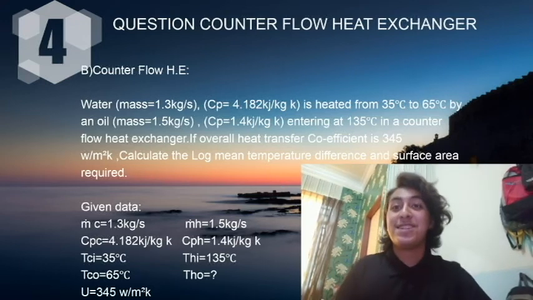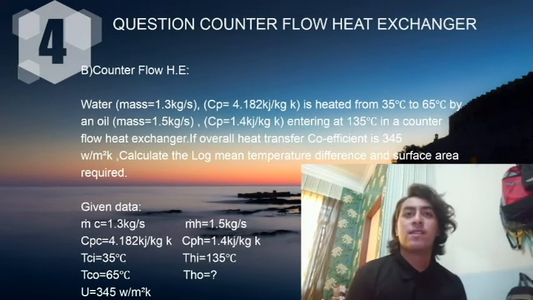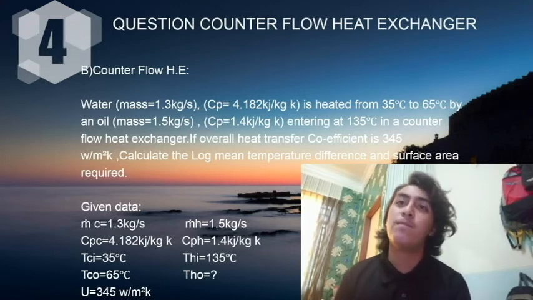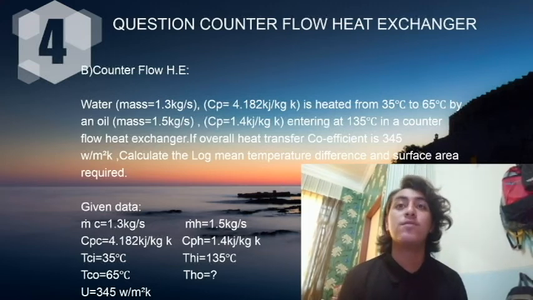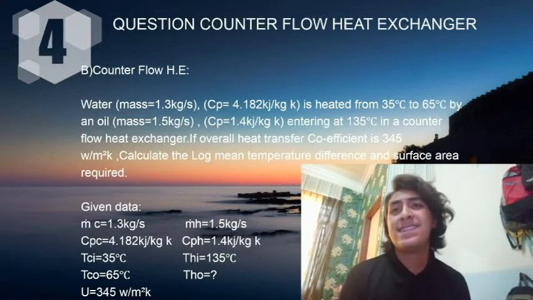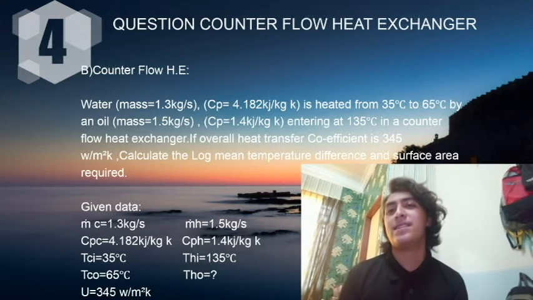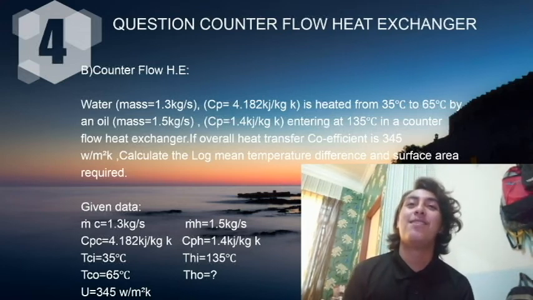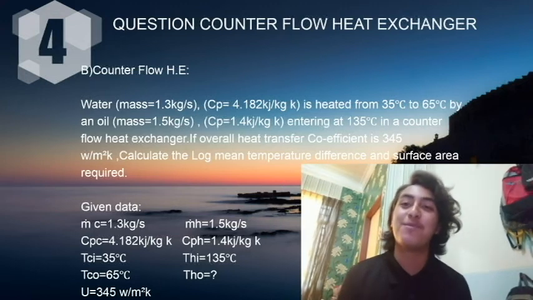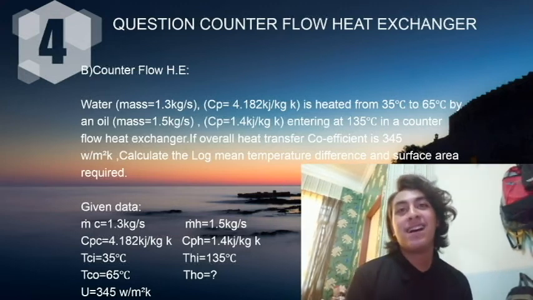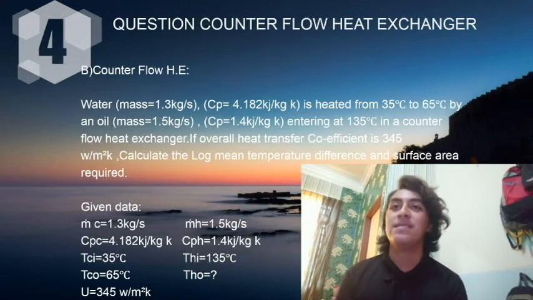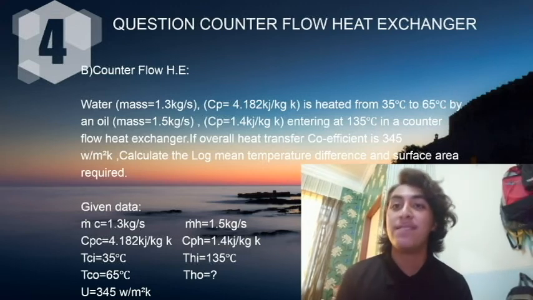Okay, for the next question, it is a counterflow heat exchanger. Water mass is 1.3 kg per second, CP equals 4.182 kJ per kg K. It is heated from 35 Celsius degree to 65 Celsius degree by an oil with mass flow 1.5 kg per second, CP equals 1.4 kJ per kg K, entering at 1035 Celsius degree in a counterflow heat exchanger.